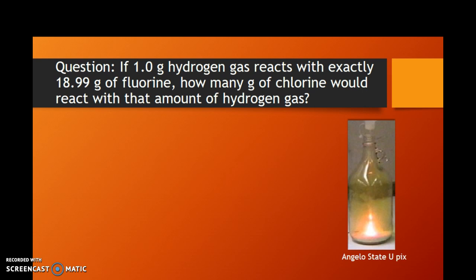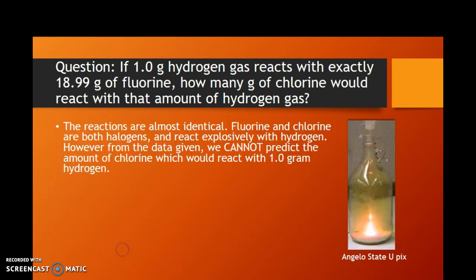If 1.0 grams of hydrogen gas will react with exactly 18.99 grams of fluorine gas, how many grams of chlorine gas would react with that same amount of hydrogen gas? Well, the answer is the reactions are almost identical. Fluorine and chlorine will both react explosively with hydrogen. They're both halogens, highly reactive.